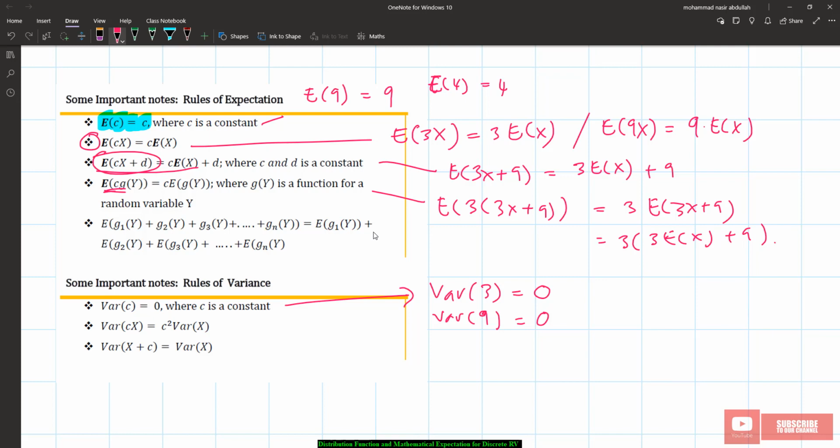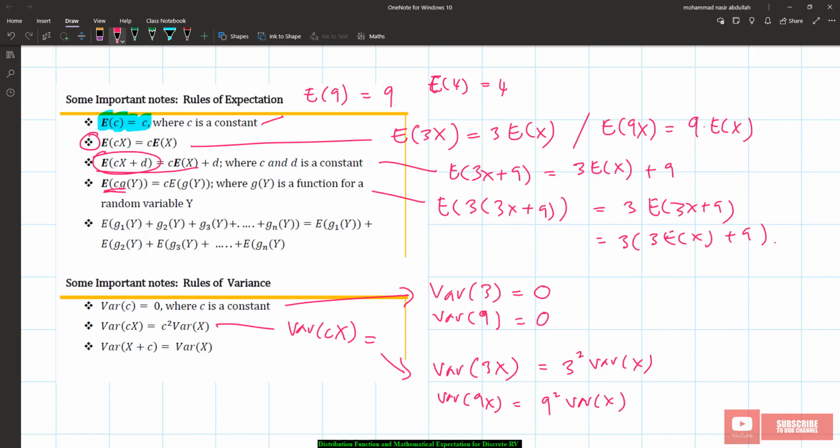And so now let's look at this one. Variance of Cx. For example, variance of 3x is equal to 3 power of 2 variance of x. This is the formula. It means that any number paired with the variable, when you take it out, the number will be squared. Variance of 9x should be 9 power of 2 variance of x.